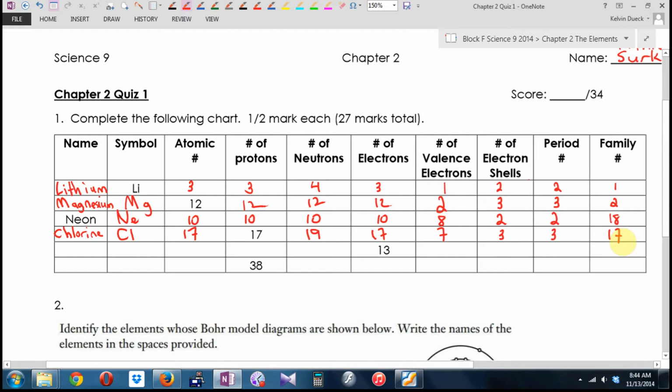Then we have something with 13 electrons. Okay, if it's neutral, it also has 13 protons. It also means its atomic number is 13, which means its lucky element number, or our friend Al, aluminum.